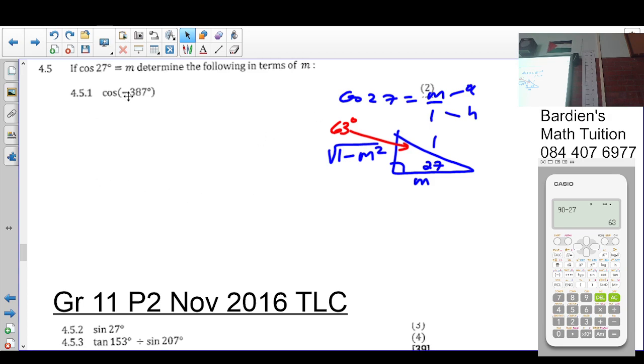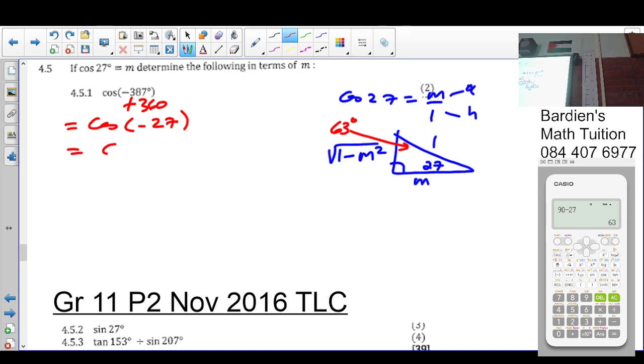The question says cos of negative 387. So what I do is I add 360 to it. What do I get? Negative 27. So it's either I'm going to say 360 minus 27, or I know that it is in your fourth quadrant, so it's just going to become cos 27. What is cos of 27? m. So the first answer is m.